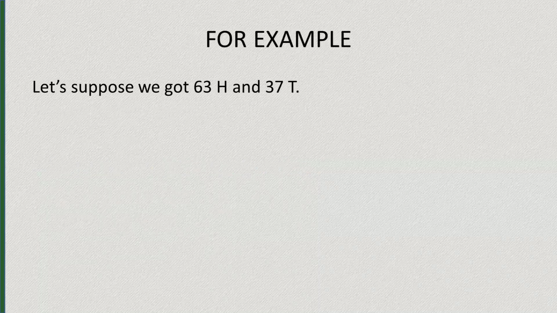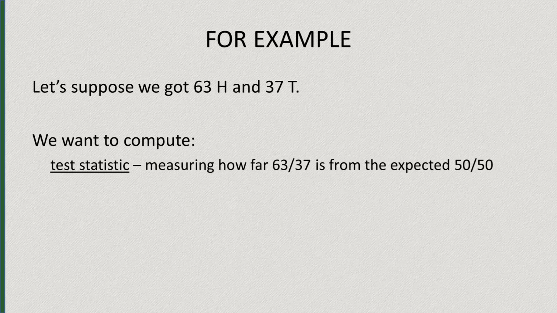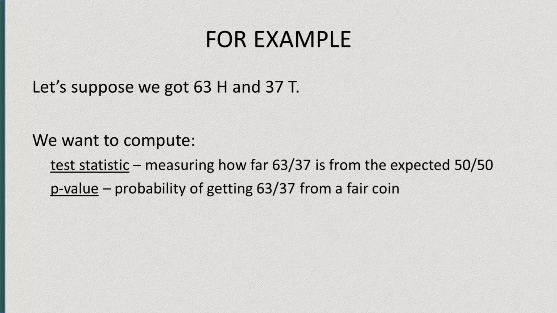Let's work through an example. Let's suppose we've tossed that coin 100 times and get 63 heads and 37 tails. We would like to know 2 things. The first is the test statistic, a measurement of how far 63-37 is from that 50-50 we expected. The other thing we want is a p-value, a probability. What's the chance of getting 63-37 from a fair coin?